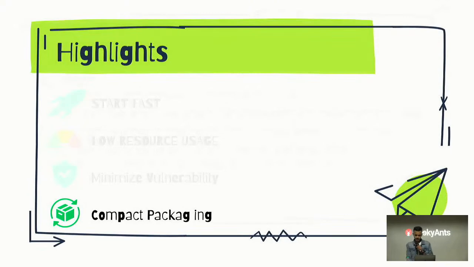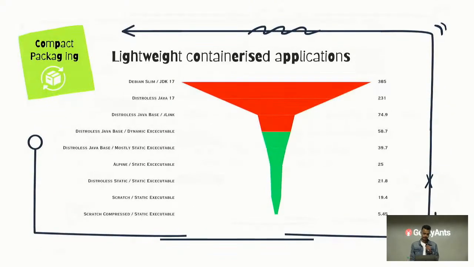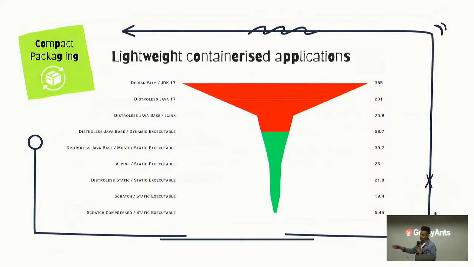Yeah, the last one is compact packaging. So I will just show you one funnel chart here. I have collected this data from one Spring official, you can say, who performed live tests using GraalVM, and this was the output. On the right hand side, the unit is MB. I forgot to mention.